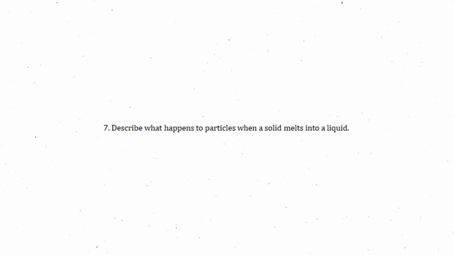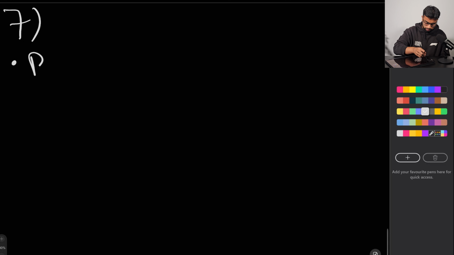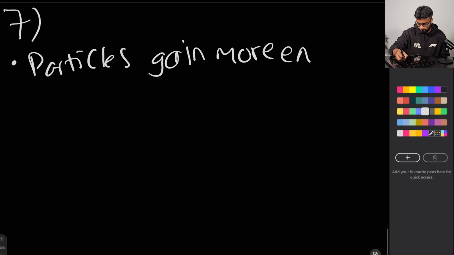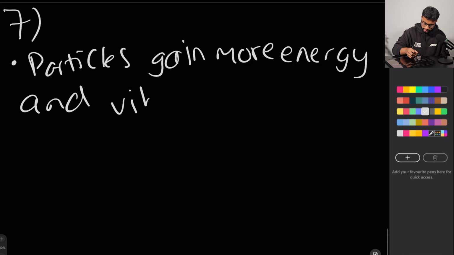Question 7 tells us to describe what happens to particles when a solid melts into a liquid. So we'd have to explain what happens. So I prefer to write them in bullet points so we can easily see where we're getting marks from. So firstly, I'd write particles gain more energy and vibrate faster.